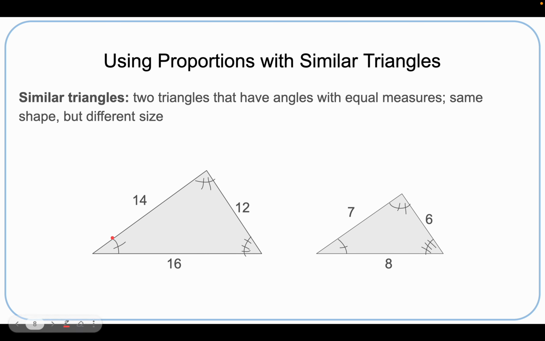So here's a symbol for an angle, and then we have one tick mark there. That corresponds to this angle with one tick mark. So we know that the measure of those angles are the same. So here we have 2 tick marks and 2 tick marks. Those angles are the same.